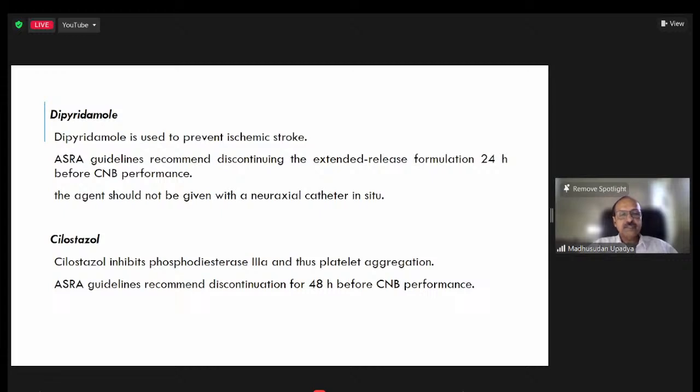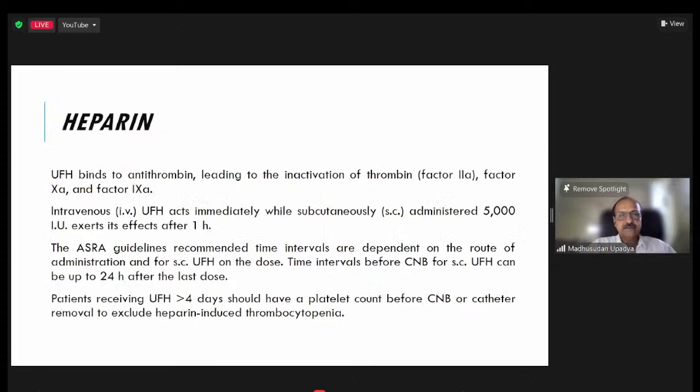Cilostazol inhibits phosphodiesterase 3A and thus platelet aggregation. ASRA guidelines recommend discontinuation for 48 hours before the central neuraxial blockade performance. Dipyridamole for at least 24 hours and cilostazol for 48 hours.